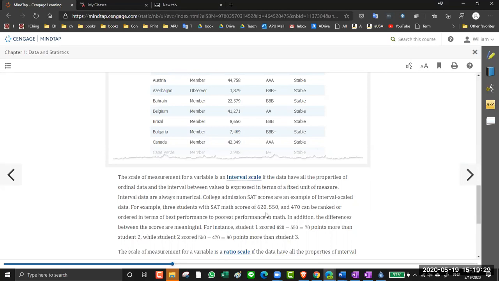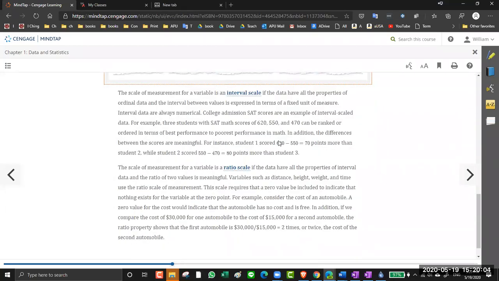So with SATs, how much better did A do than B? 70 points. And if this is C, how much better did B do than C? 80 points. So we can do that kind of calculation. When you can do that, that's called interval scale. You can't do that here. Now the next scale, the last scale, is called ratio scale.